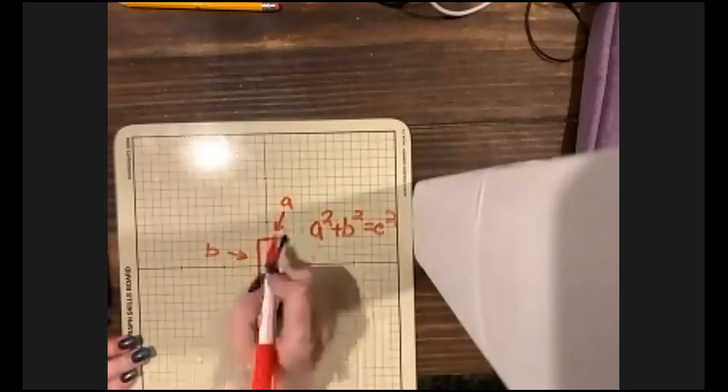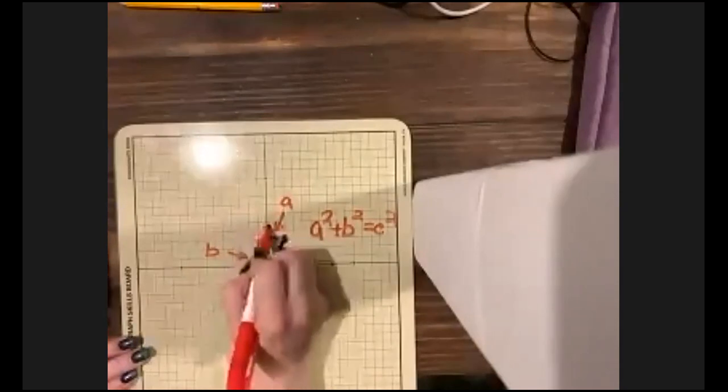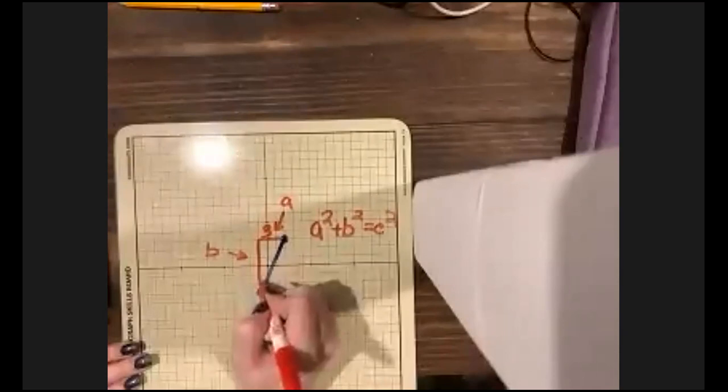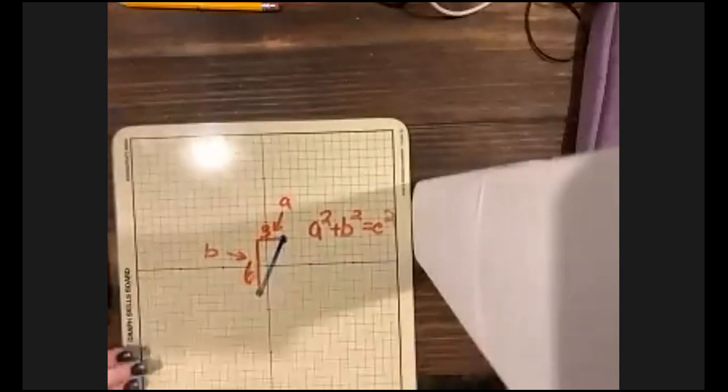Now then, here's the deal. Y'all, I can count 1, 2, 3. That has a side length of 3. 1, 2, 3, 4, 5, 6. That has a side length of 6. And I can do a squared plus b squared equals c squared. Y'all, I can do that.